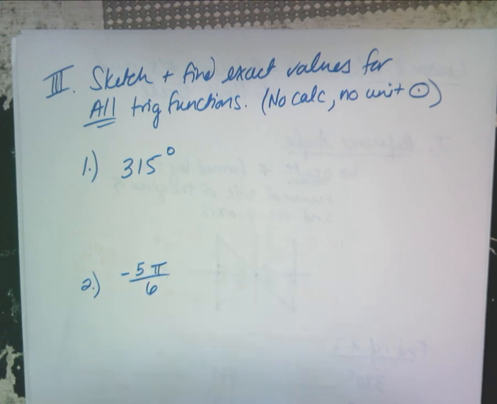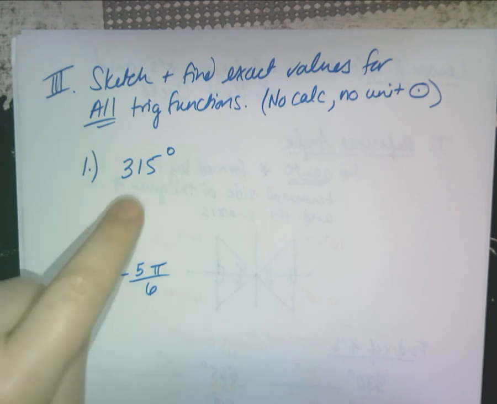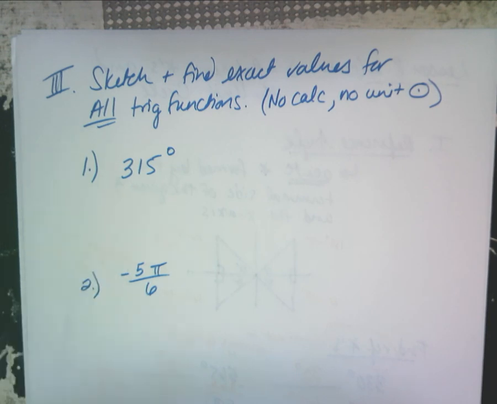Okay, and this is what they're going to say on homework tonight. Find all the trig functions, find the exact values to all the trig functions, no calculator. So how do we do this? Here's what I'm asking you for. Without a calculator, tell me what the sine of 315 is. Tell me what the cosine of 315 is. Tell me what the tan of 315 is.